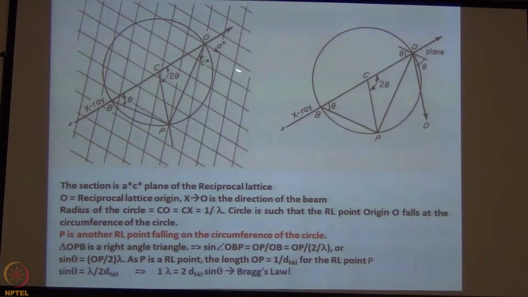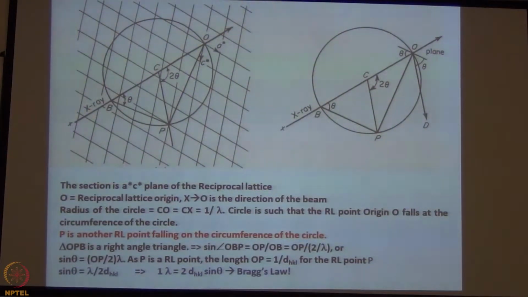Now, we use one such point which falls here as the reciprocal lattice origin, and then I am trying to draw a circle like this in such a way that the reciprocal lattice origin falls at the circumference and the radius of that circle is 1 by lambda, which means this radius depends on the wavelength of radiation that is used. Whether we use copper or molybdenum, the size of this circle will change.